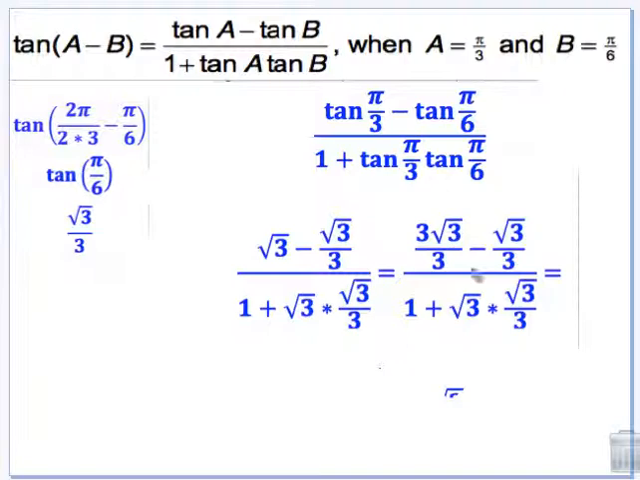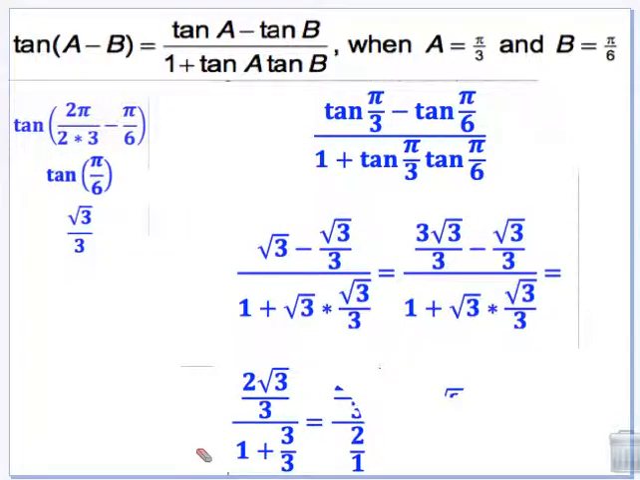I didn't do that yet. Hold on, let me see, where did I do that? There we go. So in the numerator, we end up with 3 times the square root of 3 over 3 minus square root of 3 over 3. So we just get square root of 2 times the square root of 3 over 3. And then in the denominator, you get 1 plus 3 over 3, which will end up being 2.